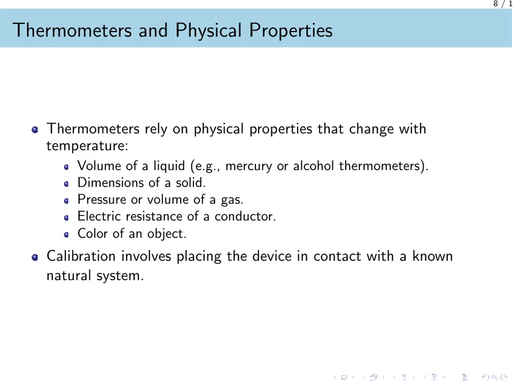Thermometers are tools that allow us to quantify temperature by monitoring physical properties that change in a predictable way. There are many properties we can use. For instance, common thermometers measure the change in volume of a liquid, like mercury or alcohol. We can also measure the changing dimensions of a solid, or the pressure and volume of a gas. In more technical applications, we might look at the electrical resistance of a conductor, or even the change in color of a hot object. To make these observations useful, we must calibrate the device by placing it in contact with a known natural system to establish a standard scale.